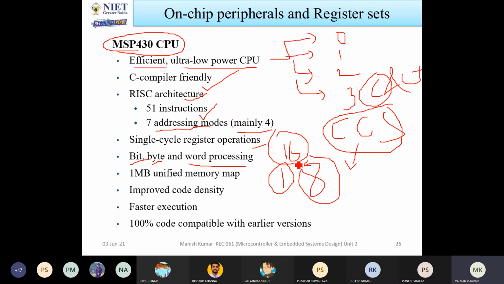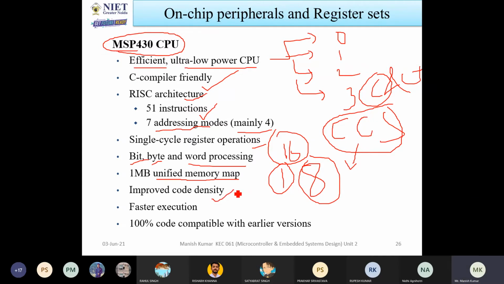That's fine in case of MSP 430. Now, 1 MB unified memory map. So 1 MB memory is there. You can map these peripheral devices to this memory, separate memory.